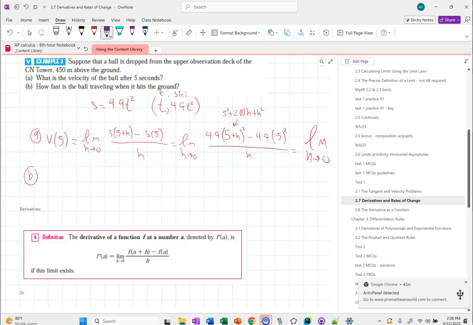So what is the position that ball needs to be? It has to have traveled 450, right? Everybody's okay? So T should be the square root of 450 divided by 4.9.